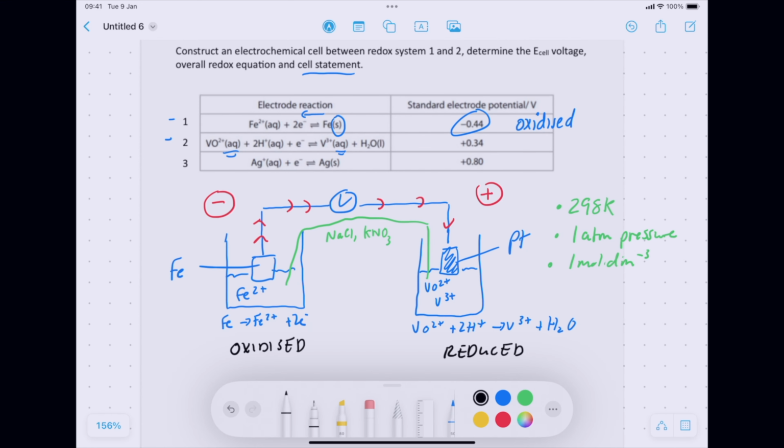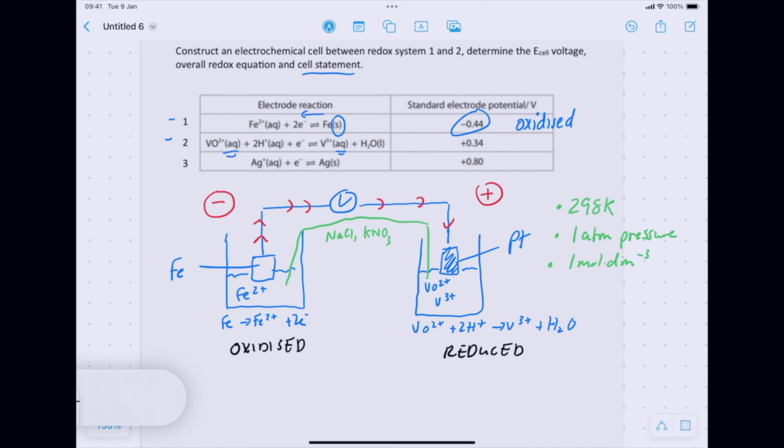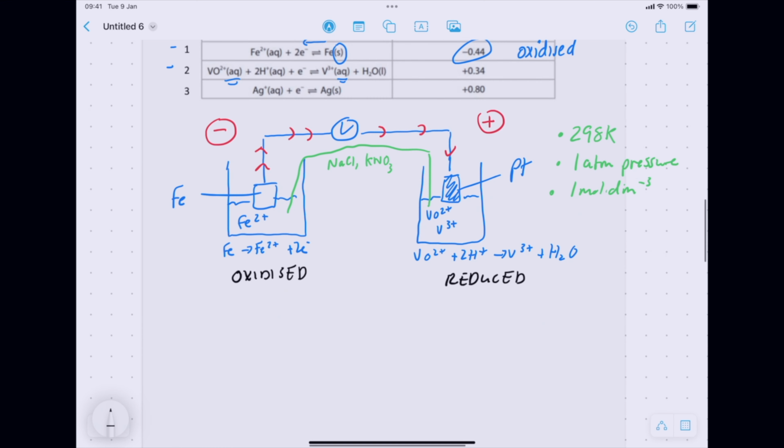Providing you have drawn the cell in the way that I've described, in this exact way, then working out the E cell voltage is very, very simple. All you have to do is use this equation. E cell is the voltage of the half cell on the right, take away the one on the left, providing you have set it up in the way that I've just described.